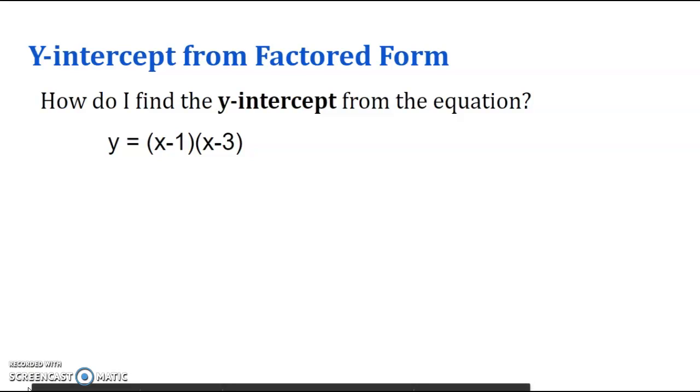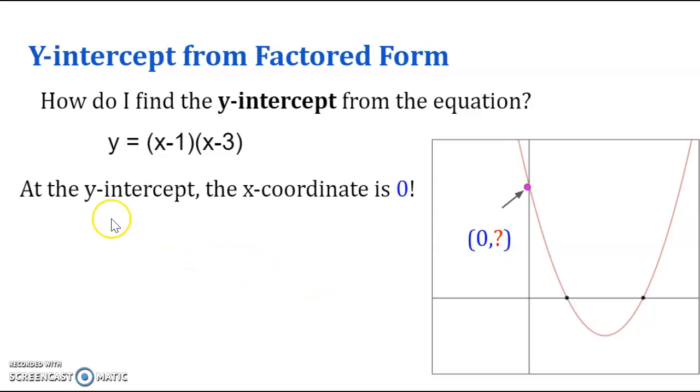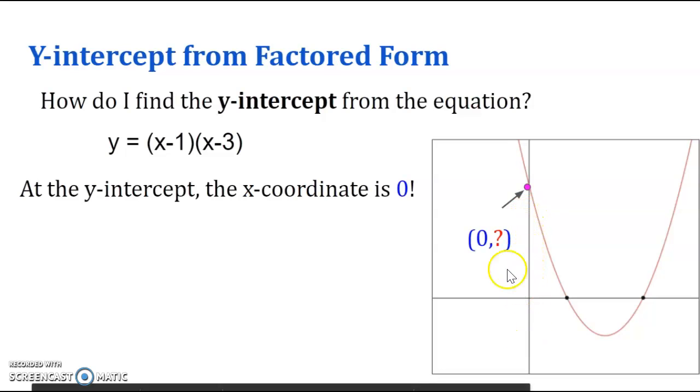So y-intercept from factored form. How do we find that? Well, we know that the y-intercept is going to be this point here, and it's always going to have the coordinate x comma something, and we know that at any y-intercept, the x coordinate is going to be 0. It doesn't matter whether it's crossing here or not. The x coordinate is always going to be 0.